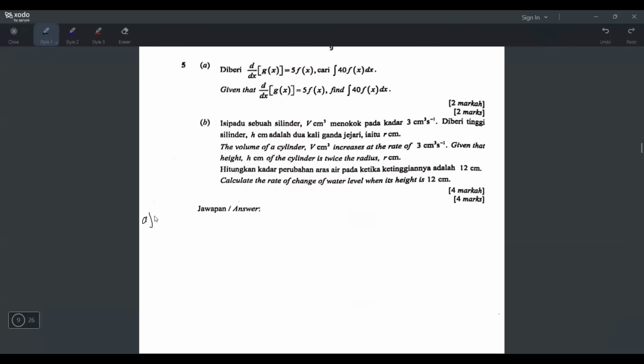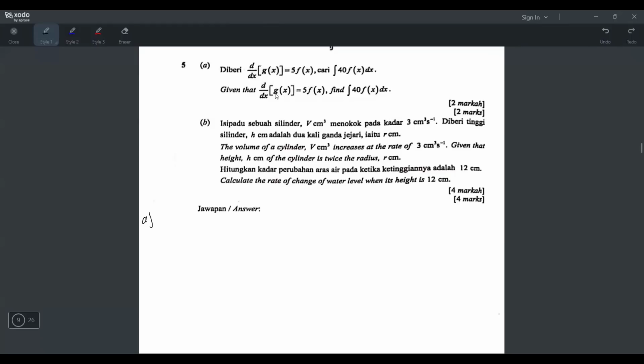Okay, I want to do 5A now. Given that differentiate gx equals 5fx, find integrate 40fx dx. This question comes out a lot in paper 1, right? They like to ask this. When they ask about differentiation and integration, dia suka tanya soalan macam ni. So they will give you differentiate something equals something, and then ask you to find integrate something, right?